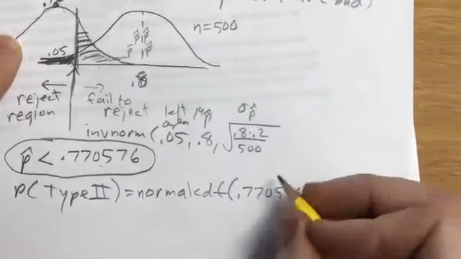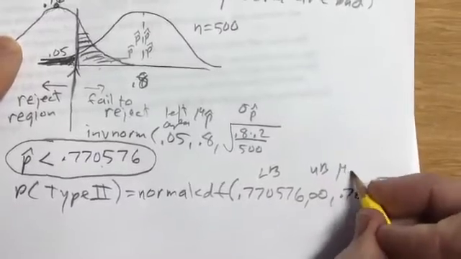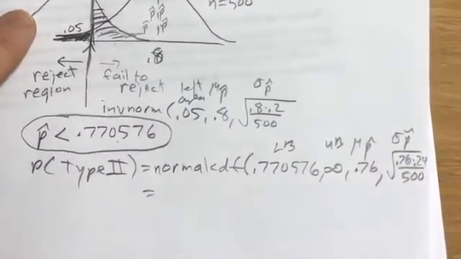The sample size has to stay the same. This is my lower bound. This is my upper bound. This is the mean of my p-hats. That's the sigma of my p-hats. And so let's see what we get.